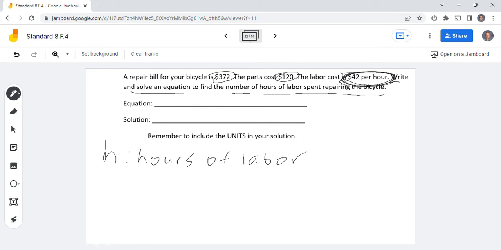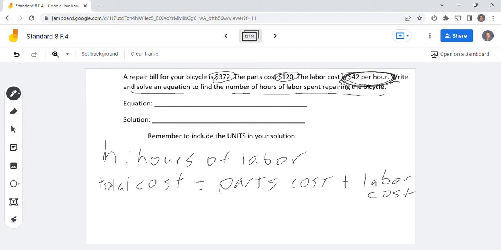So if I was to write this out in a sentence, I would say that the total cost would equal the parts cost plus the labor cost. And we know the total cost, it was $372. We know the parts cost, it was $120. That just comes directly from the question.